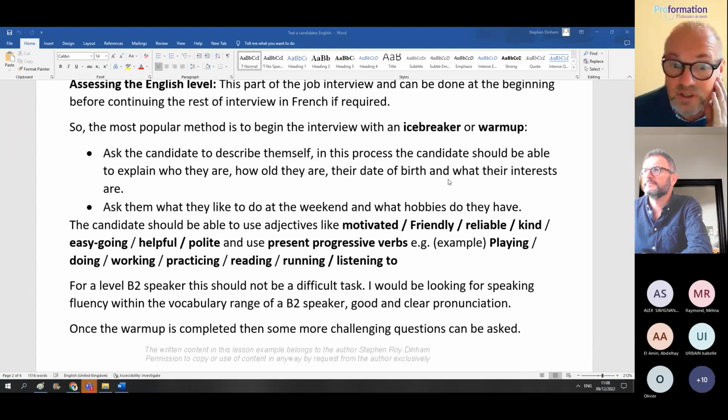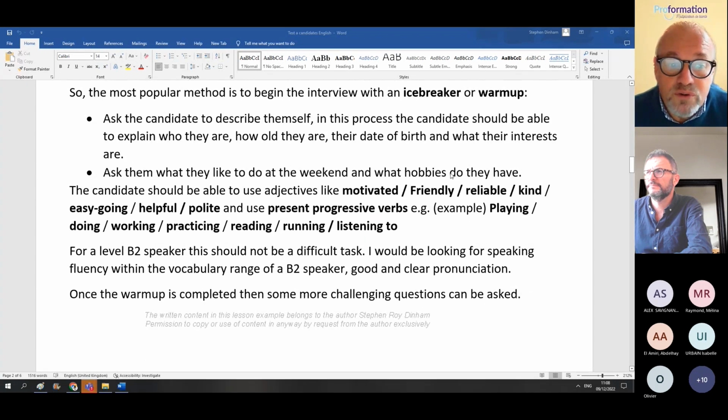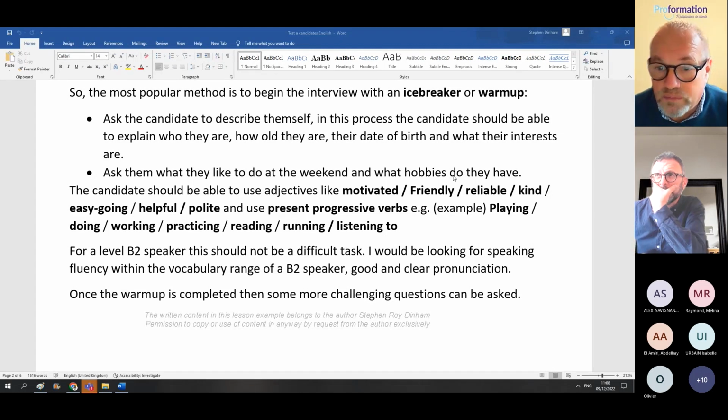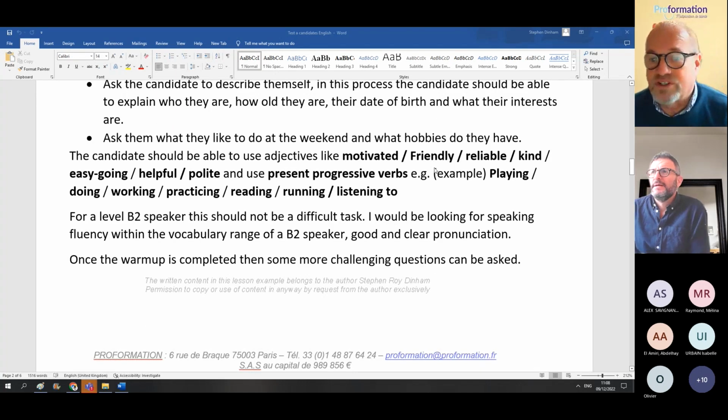The candidate should be able to use adjectives like motivated, friendly, reliable, kind, easygoing, helpful, polite, and use present progressive verbs, for example, playing, doing, working, practicing, reading, running, or listening to. For a level B2 speaker, this should not be a difficult task, and I would be looking for speaking fluency with the vocabulary range of a B2 speaker, good and clear pronunciation. Once the warm-up is completed, then some more challenging questions can be asked.